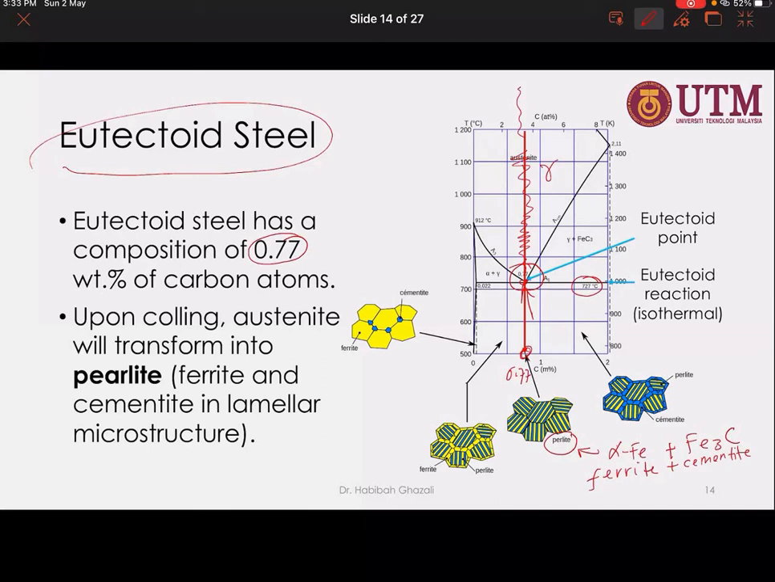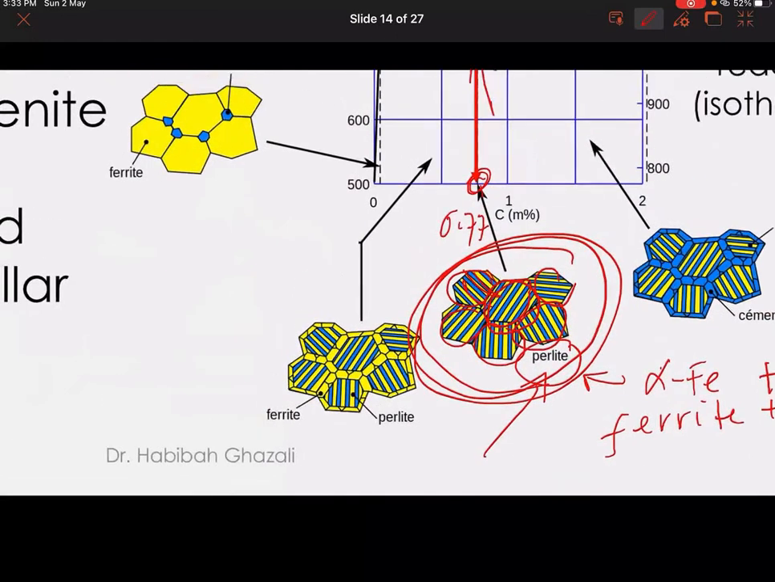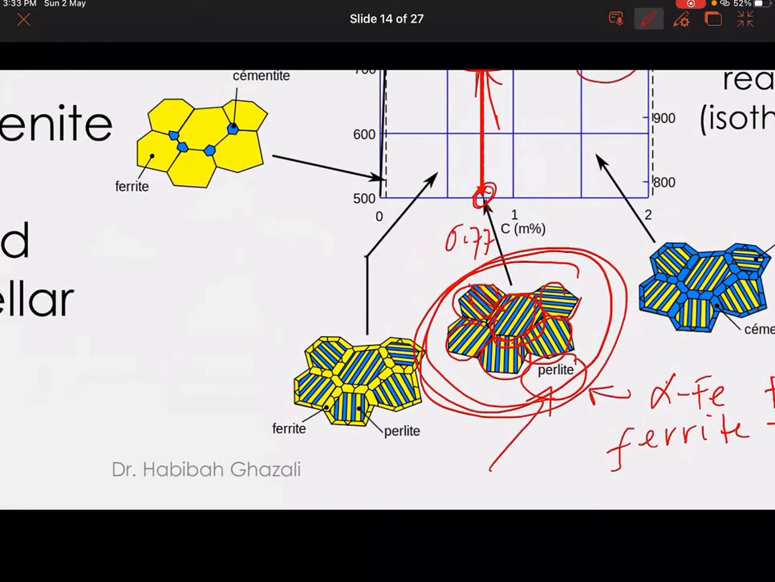So this is eutectoid steel. The composition is like this, the microstructure. You can see a grain boundary here, right? The grain boundary. And inside the grain, there is only lamellar structure. This lamellar structure, we call it pearlite. If I may zoom in, you can see the microstructure. It is pearlite.